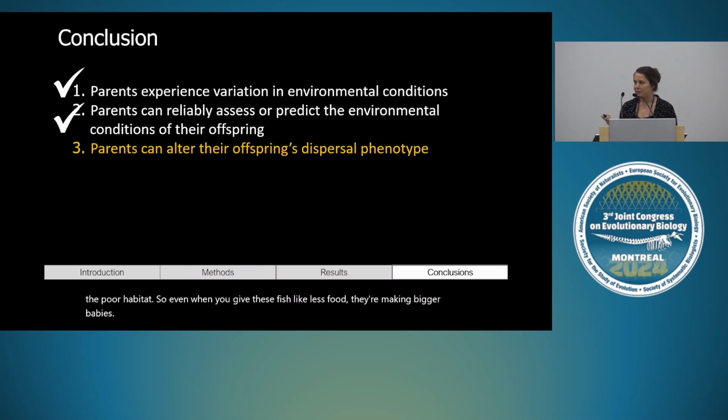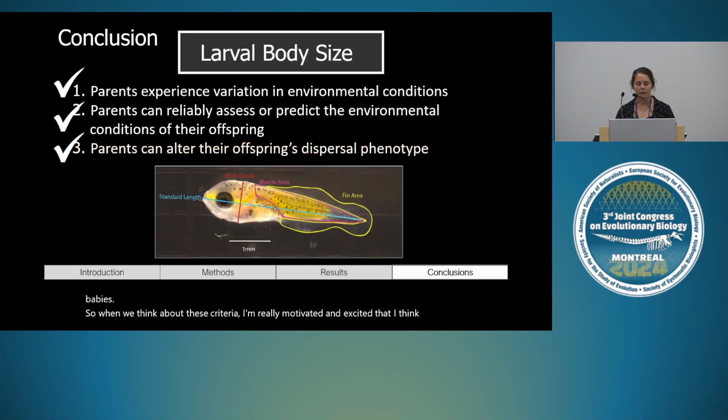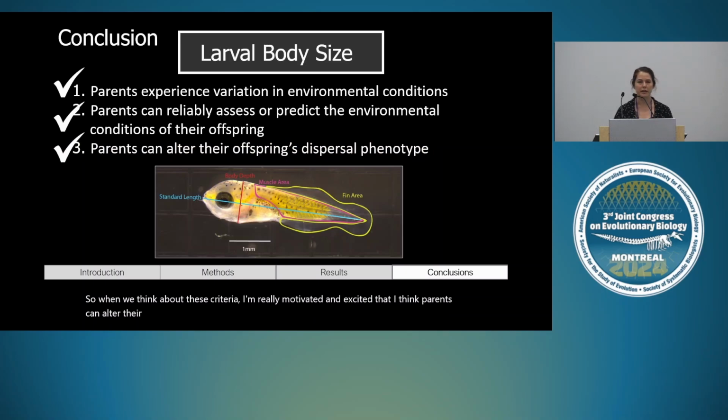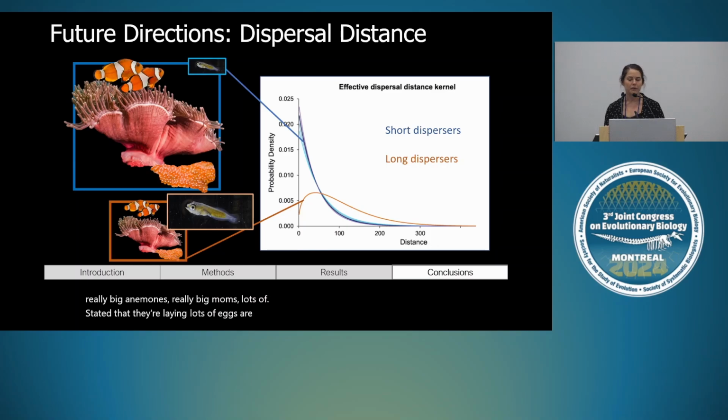So when we think about these criteria, I'm really motivated and excited that I think parents can alter their offspring's dispersal phenotype in terms of their baby's larval body size. But the next step, of course, is to look for this in the wild and actually measure the dispersal distances of larvae. Are larvae that come from these really good environments, with really big anemones, really big moms, lots of food, that are laying lots of eggs, our shorter dispersers? Versus if we see our long dispersers, are they coming from those poor quality habitats?